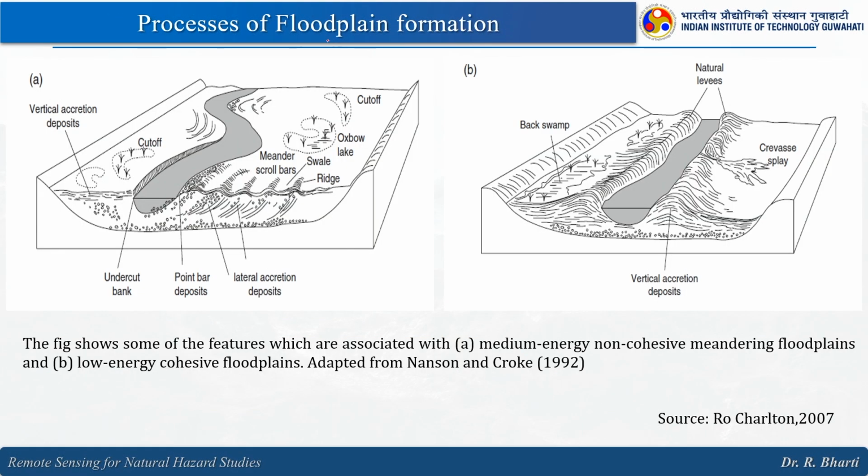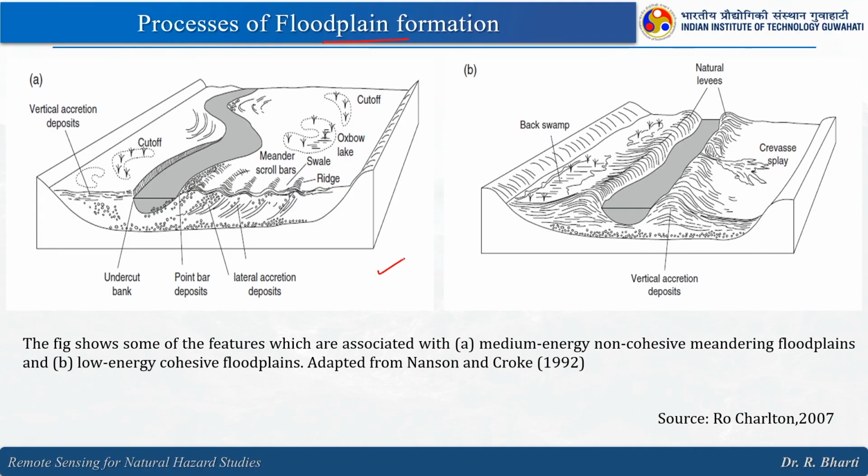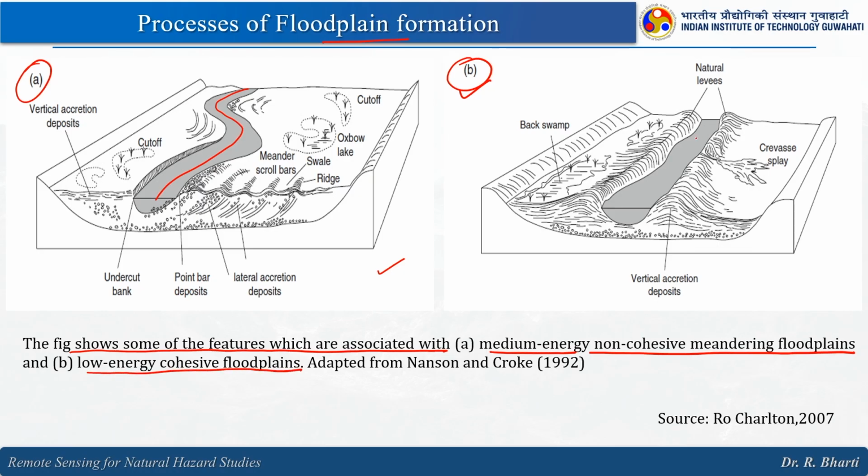So, when we talk about the flood plains, how they form, so that you will be able to understand from these figures. So, here you can see we have two, A and B. So, the figure shows some of the features which are associated with medium energy non-cohesive meandering flood plains, right. So, here the flow is having medium energy, right, and the B which is showing low energy cohesive flood plains, low energy you can see, adapted from Nanson and Croke 1992.